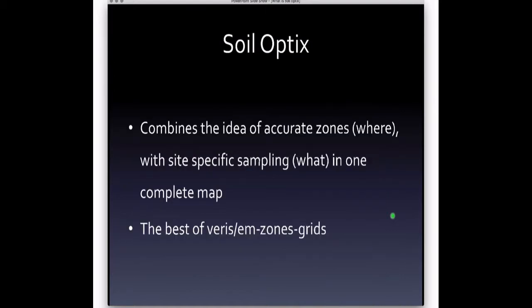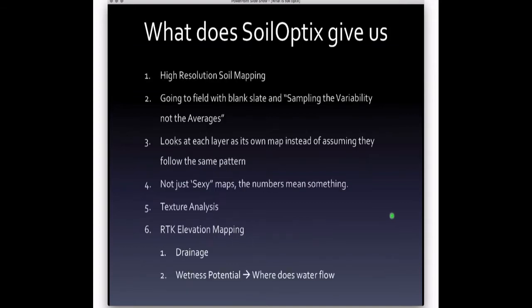So the SoilOptix basically takes the accurate idea of good zones, which is your where in the field, with the site-specific sampling or grid sampling of your what in one complete map. So it basically gives us the best of EM, Veris zones, and grid samples. It gives us a high-resolution soil map. We're talking 300 plus points of data per acre.